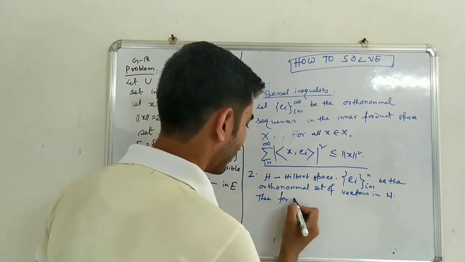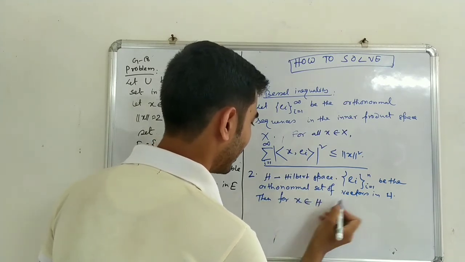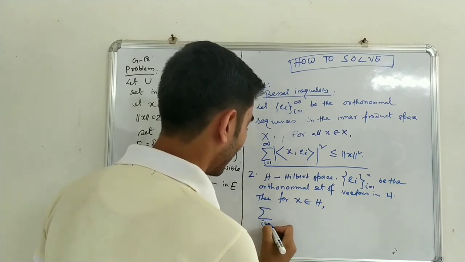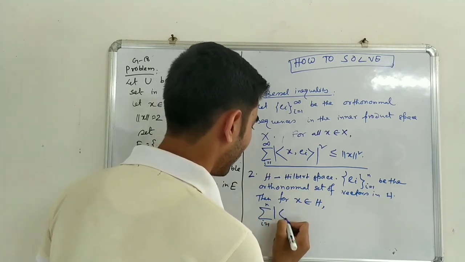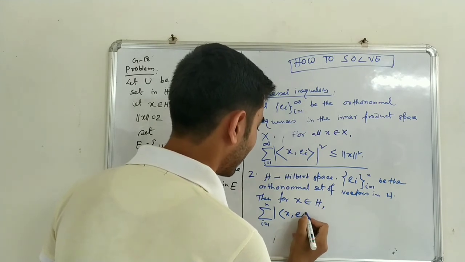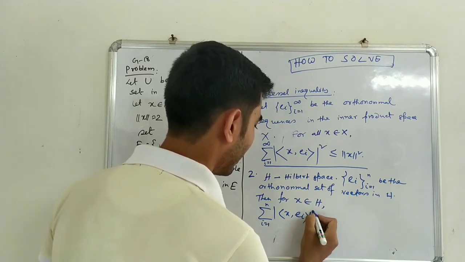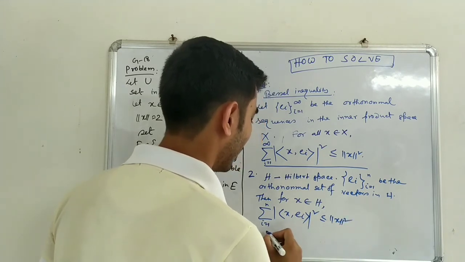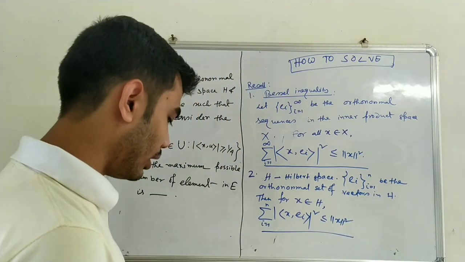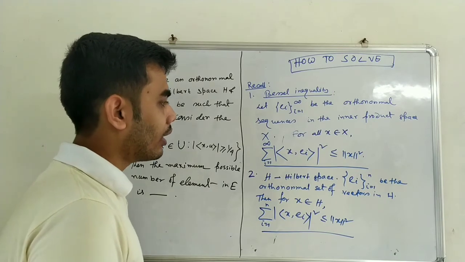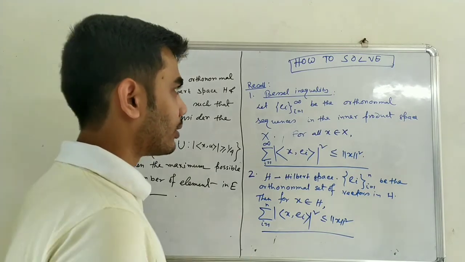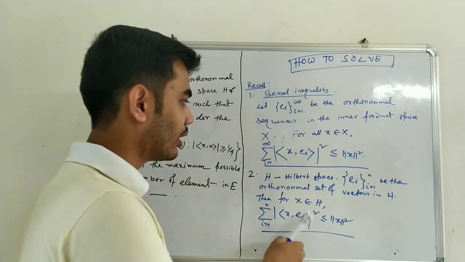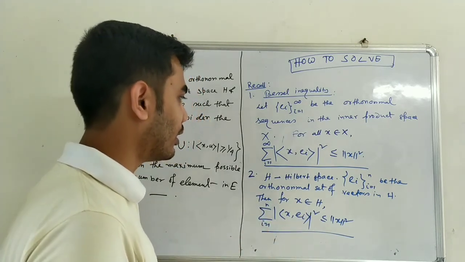Then for x belongs to H, summation i equal to 1 to n, modulus of inner product of x and e_i, square, less or equal to norm of x square. Clear? So this is the Bessel inequality for the finite dimensional Hilbert space, and the one before is for the infinite dimensional inner product space.